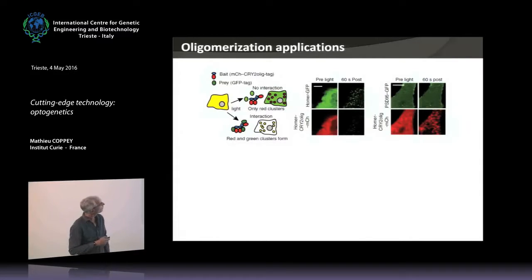Here is another application where it's used to do a bait and prey experiment. The idea is if you want to know whether two proteins interact inside a cell, you cluster one of them and see whether or not the other one clusters. Here, for example, you have a case where the two proteins interact. When you cluster the red protein, which is fused to this Cry2 oligomerization system, you see that the green one is also clustering. So you know that they are interacting. Whereas in this case, you make clusters, but the green protein doesn't cluster, so they don't interact. It's a very nice way to assess interaction.